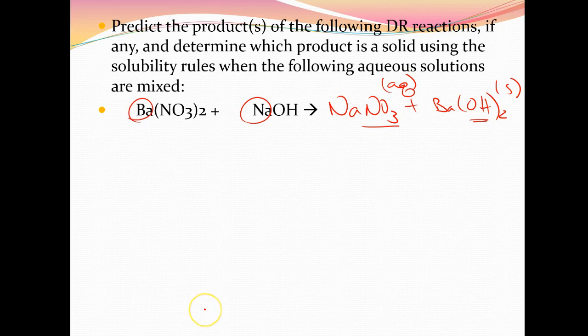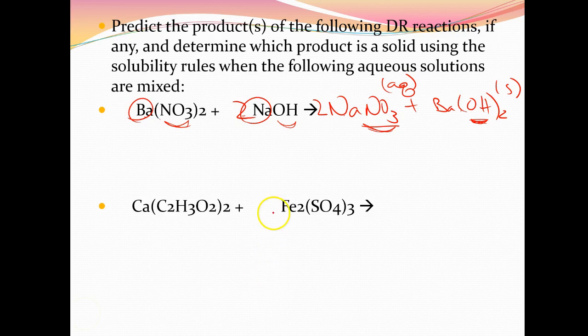Then I need to balance it. So I'm not even close to being done yet. I have 2 of the NO3s, and I have only 1 of the NO3s, so I'm going to put a 2 there. And I have 1 Na, and I have 2 Na, so I need to put a 2 here. And I have 2 of the hydroxides and 2 of the hydroxides. So now it is officially, completely 100% done.